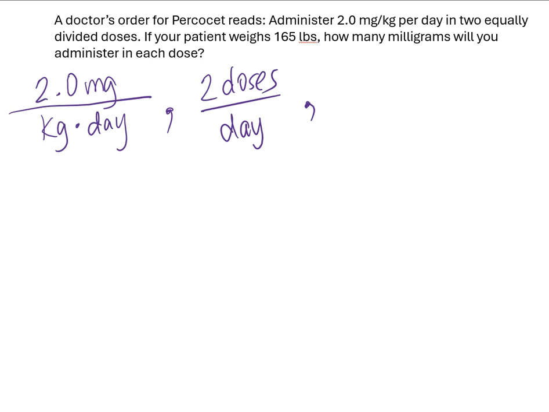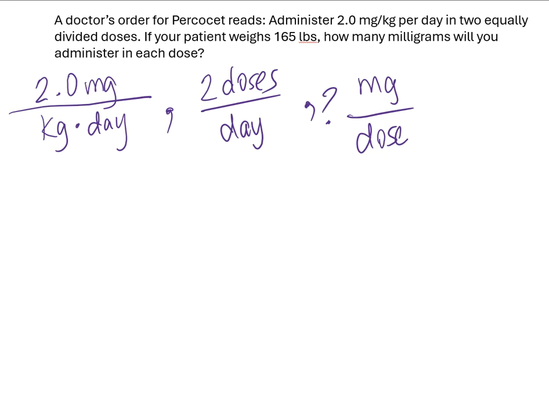If your patient weighs 165 pounds, how many milligrams will you administer in each dose? So how many milligrams should the person receive in each dose? And so in this case, the dosage was 2.0 milligrams per kilogram per day in 2 equally divided doses. So the 2.0 milligrams per kilogram is what this patient should receive.